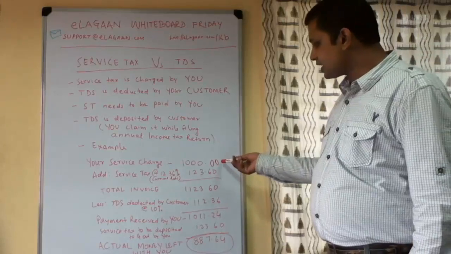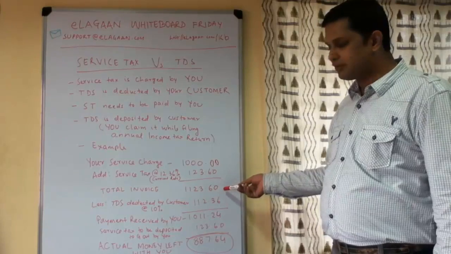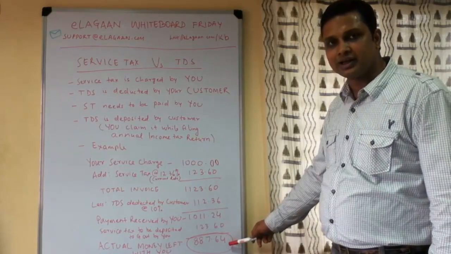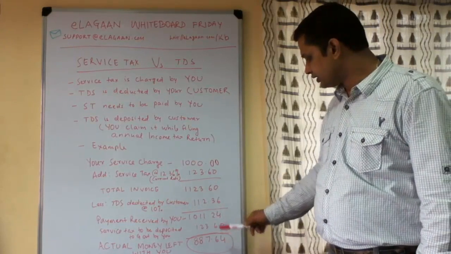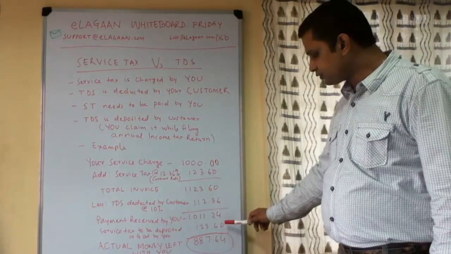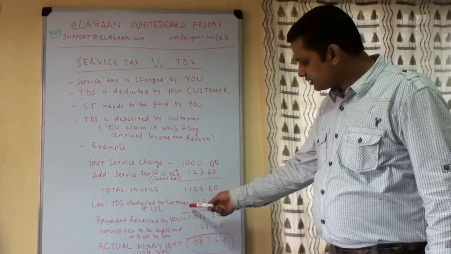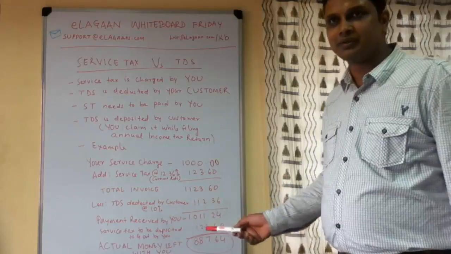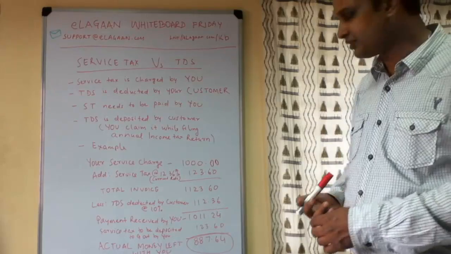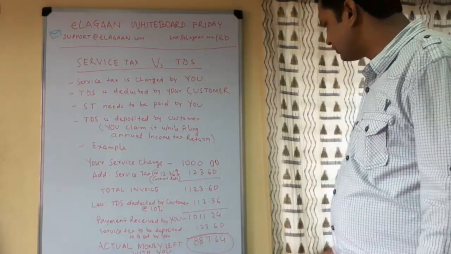So although your service charge was only ₹1,000, you had added service tax, so the total invoice was 1,123. But you are only left with this much money, which you can actually use for any purpose that you want. That's the difference. The service tax you have to pay to the government. TDS is something which your customer deducts and then deposits with the income tax department. The customer will give you a Form 16A after filing the TDS returns, at the end of the year or at the end of a quarter, depending on the customer.